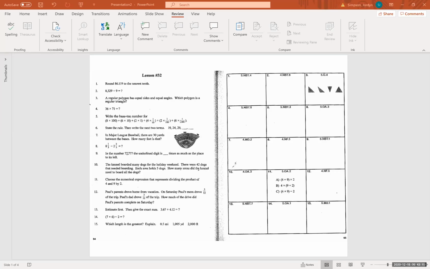Hey guys, today I am going to be going over lesson number 32, simple solutions. So go ahead and get that out. You can check your answers. You can double check just a few if you struggle with just a couple of them.